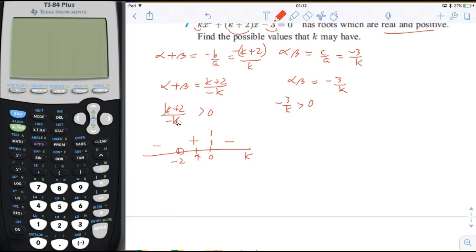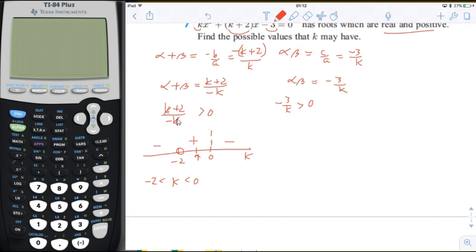So basically, the range for k that would make the above true would be k is greater than negative 2 and k is less than 0. Okay, let's go to the next one.